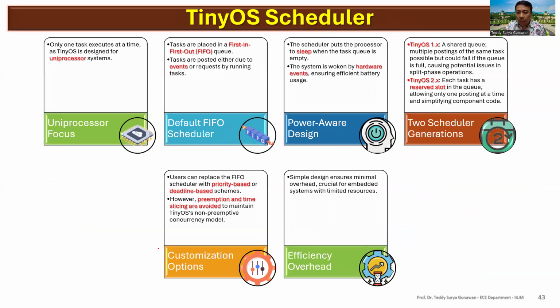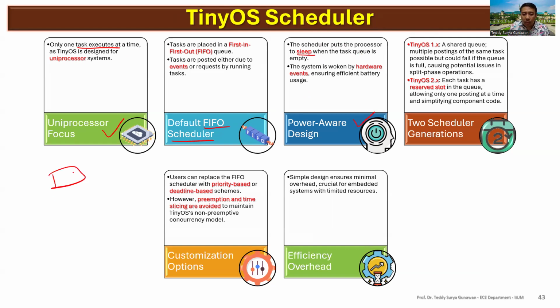The TinyOS scheduler, remember, this is the core, that's why it is only 400 bytes. This is the core of TinyOS. It has a single-task focus: only one task executes at a time, and the default is a first-in, first-out scheduler. This is also a power-aware design. The scheduler puts the processor to sleep when the task queue is empty.